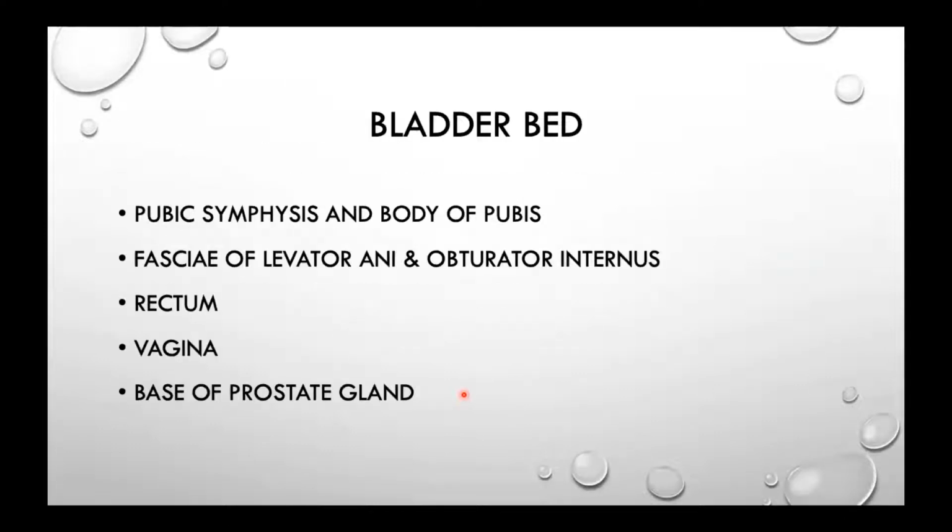And these are the structures where the bladder is actually resting. So it's called the bladder bed. Just like the stomach bed, we have a bladder bed also, where the bladder is resting. So that is the subpubic symphysis and the body of pubis, as well as the fascia of levator ani, as well as the obturator internus, and even the rectum and the vagina in females, and the base of the prostate gland in males. So these structures together form the bladder bed.